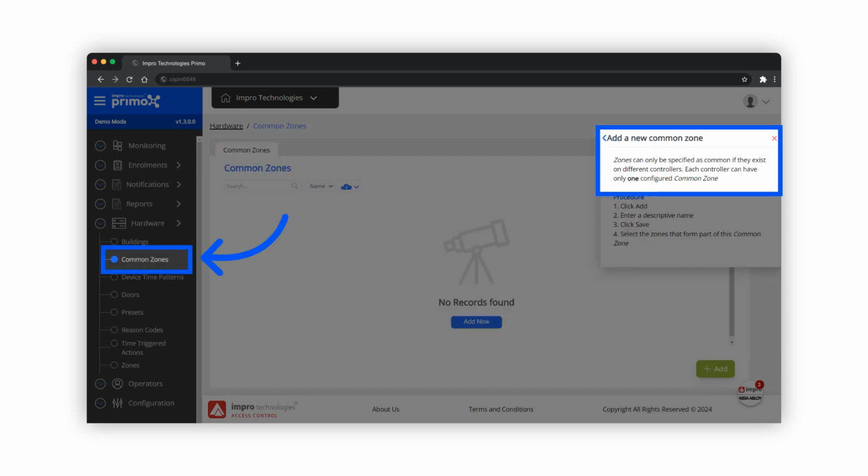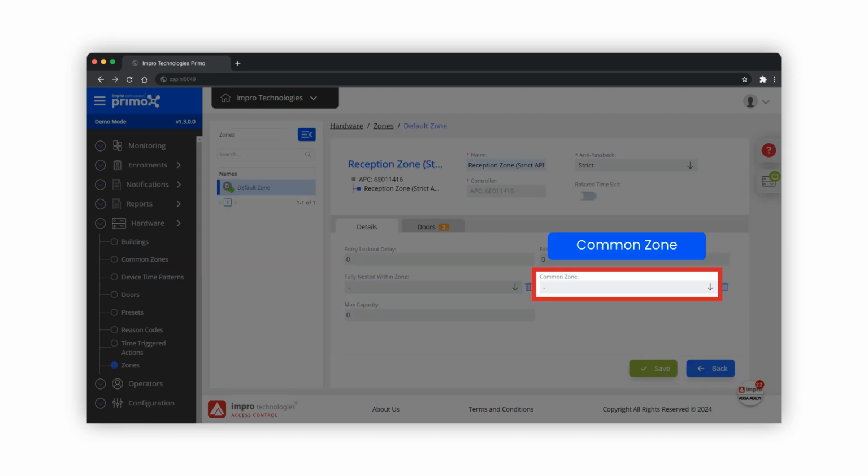Navigate to Common Zones to configure a common zone. This feature is used when zones belonging to different controllers must have anti-passback applied, as these zones form a single physical work area. Strict APB is required for this feature. Zones can be linked to common zones.